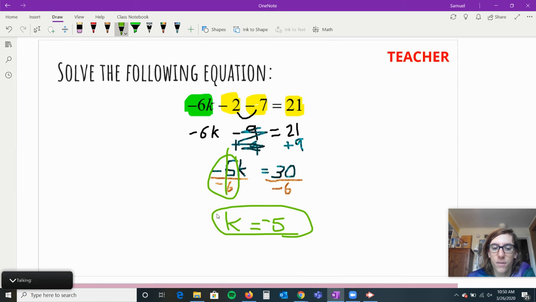That's our answer. We could plug it back in, of course, if we need to. -5 times -6 is 30. 30 minus 2 minus 7. Okay, well, 30 minus 2 is 28. Minus 7 more is 21. Oh, we got it right. We checked it. We know it's correct.